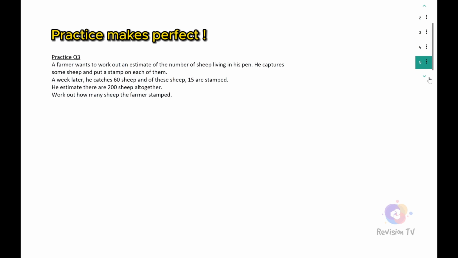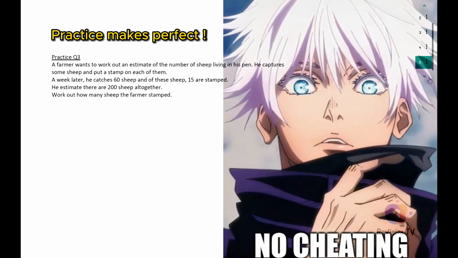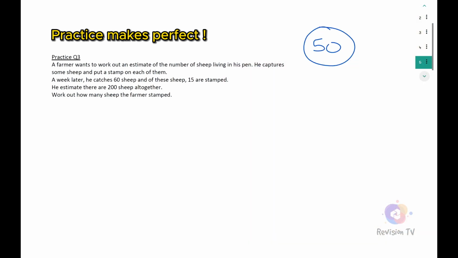The last practice question, this time is slightly trickier. See if you're able to work it out. Pause the video, have a go at the question. When you're ready for the answer, press play. Here's the final answer, 50. If you got it right, well done. Enjoy the maths joke. If you didn't, let's go through how.